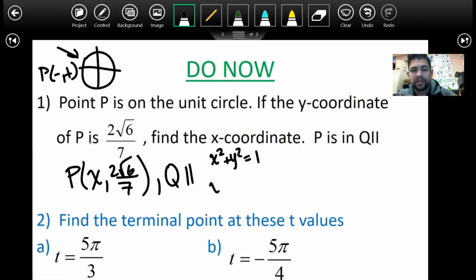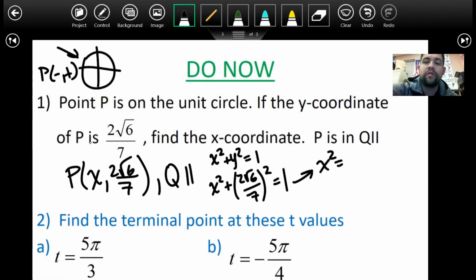We're going to plug in our points: x squared plus (2 rad 6 over 7) squared is equal to 1. You can definitely do this in your calculators, but x squared will be equal to 1 minus (2 rad 6 over 7) squared. You can definitely skip forward if you need to. When you simplify this out, you're going to get 25 over 49.